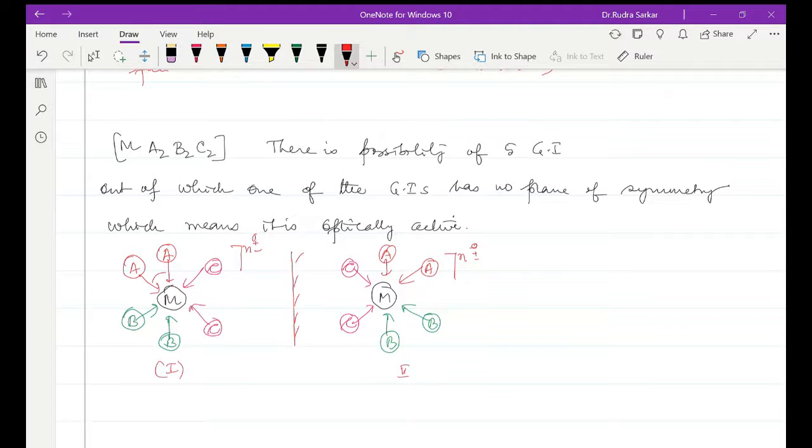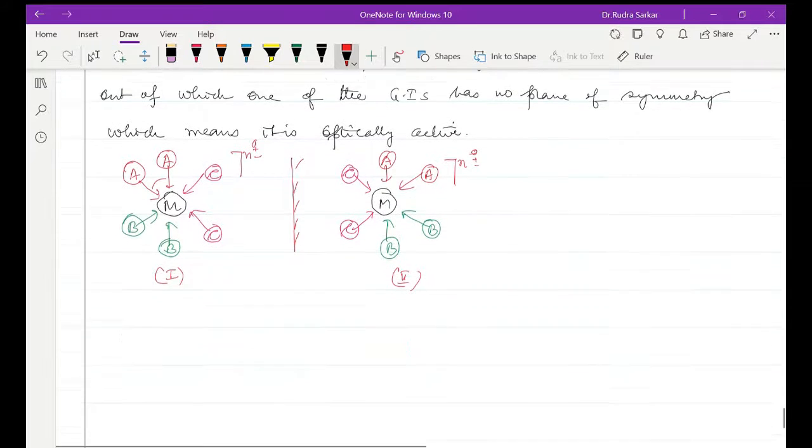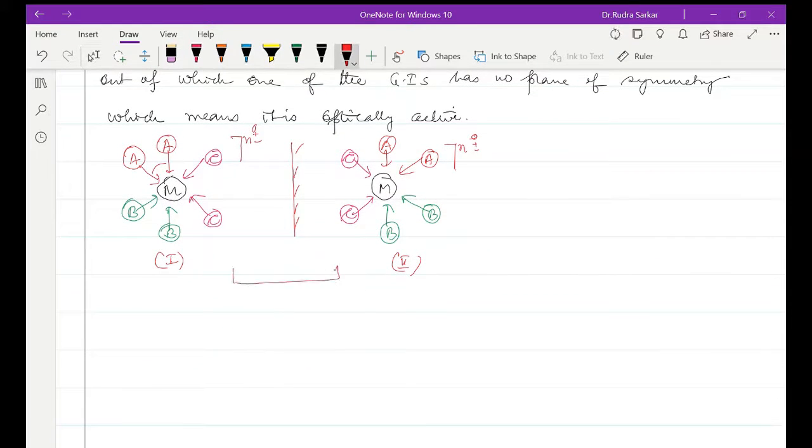So what is the relation between 1 and 2? We will say they are enantiomers to each other.